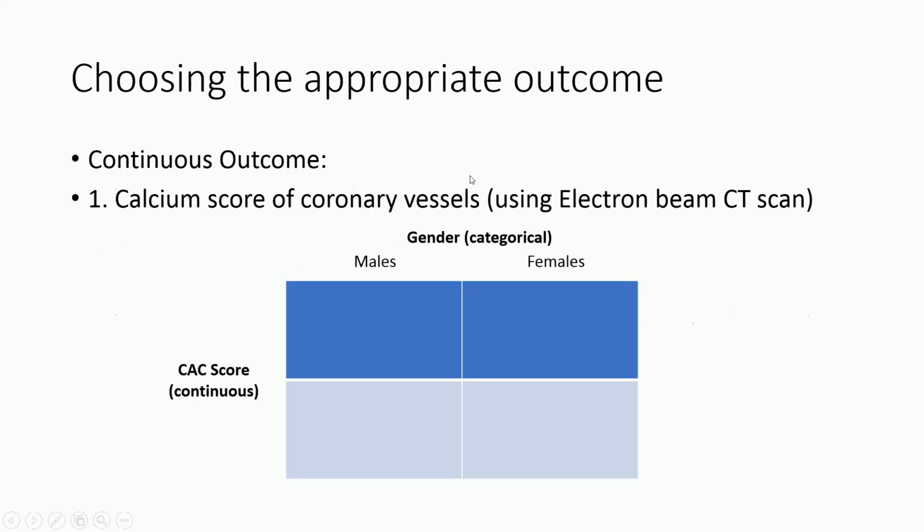So continuing on the same journey, let's have a look at different types of outcomes. The first one, we've already discussed: CSE score being the continuous outcome on the y-axis and gender on the x-axis, and we can get a similar table like this one.